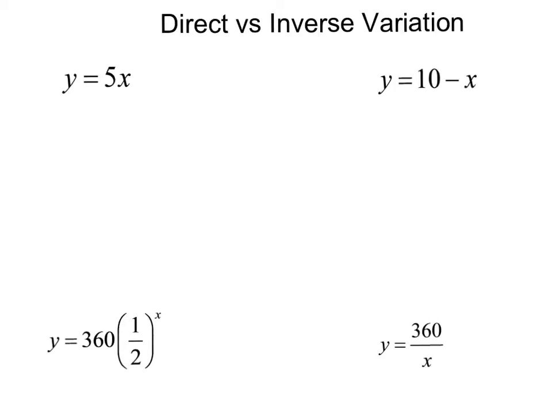Hello there. We're going to do a couple examples of direct versus inverse variation. Now remember, we're looking for things of this structure, y equals k x to the r. That's our power rule structure. And if we can get it right to that structure, then we can jump straight to the sentence.